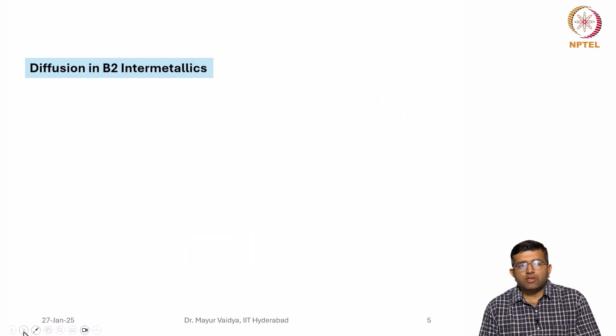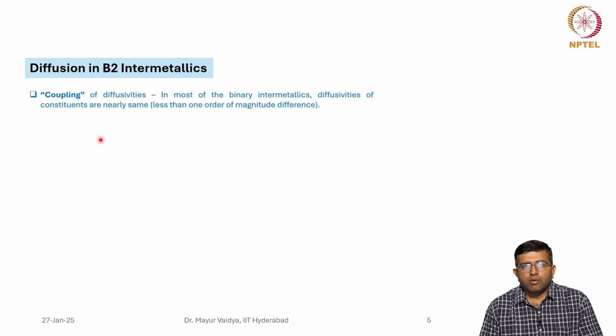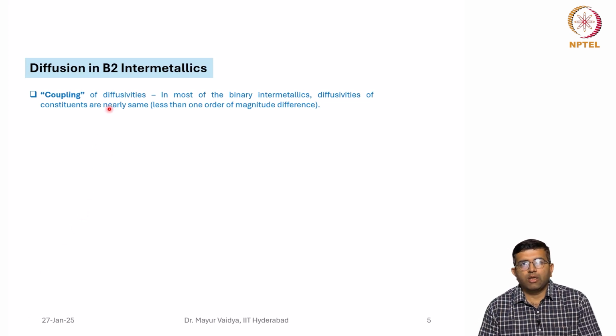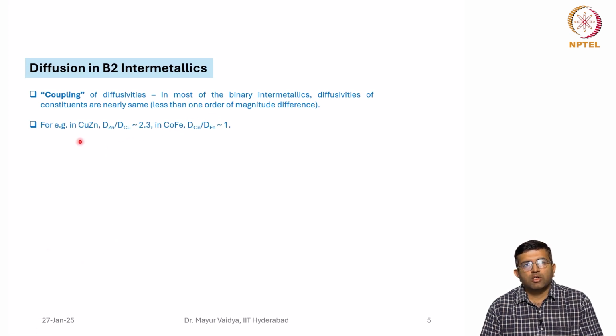Now, let us talk about some features of diffusion in B2 intermetallics. In fact, this is also true for other intermetallics: what is known as the coupling of diffusivities. In most binary intermetallics, the diffusivities of the constituents are nearly the same, with less than one order of magnitude difference. For example, in copper zinc, D zinc by D copper is about 2.3, whereas in cobalt iron it is almost equal to 1.